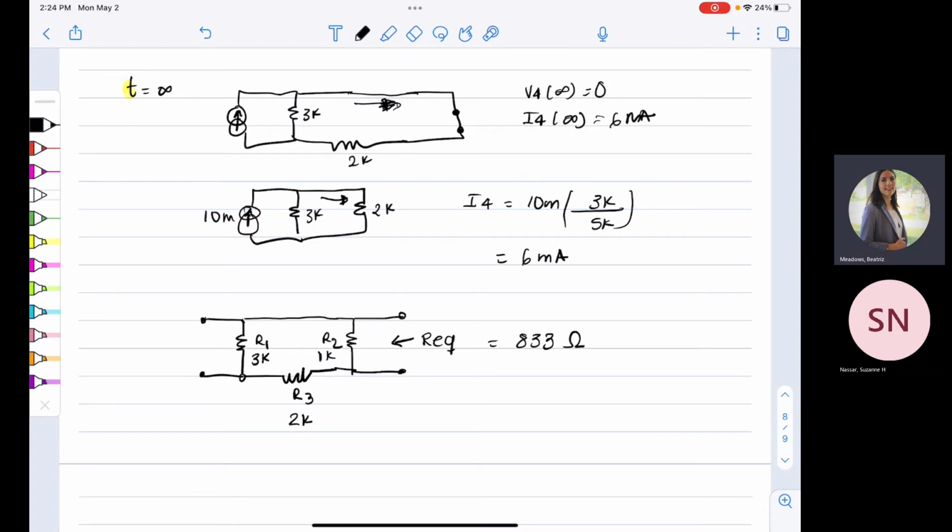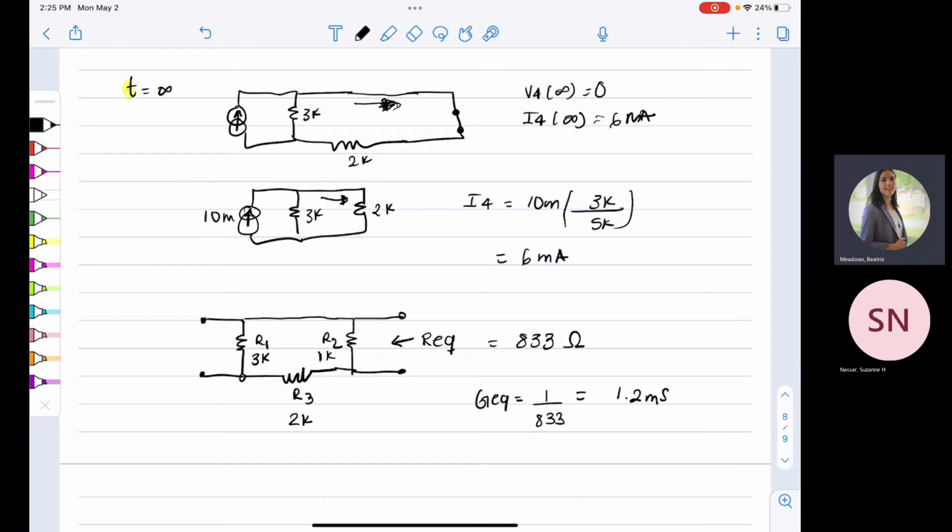Okay, so now that we finally find our R equivalent, now let's find G equivalent. So what is G equivalent? Yep, smart. Okay. This turns out to be 1.2 millisiemens.